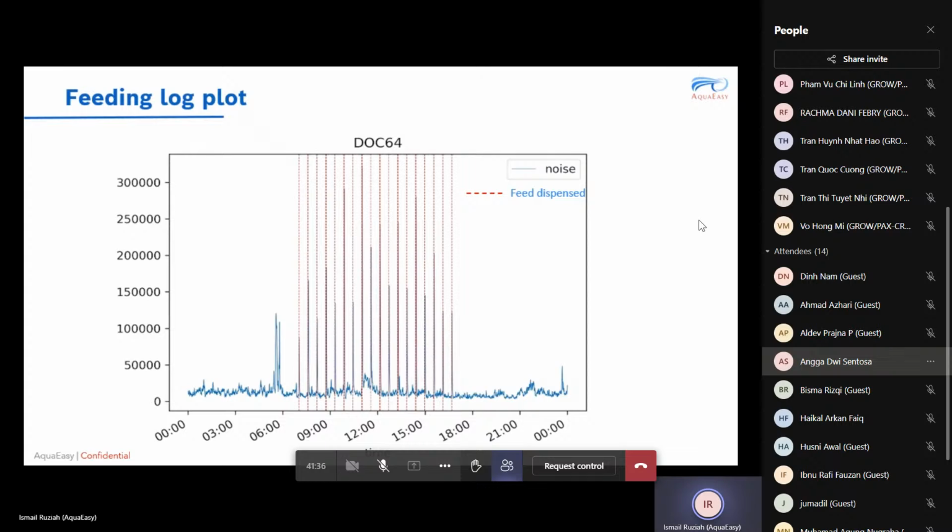This is the other extreme of bad response we don't want to see. You can see when I feed, the red lines show I dispense feed, but the shrimp don't respond. The spikes are very small or non-existent. So this is another example of a bad response of shrimp. Does that answer your question?